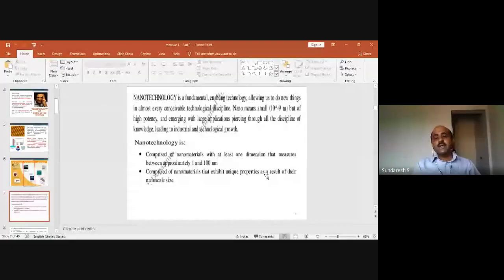What is nanotechnology comprised of? Basically, this technology is comprised of nanomaterials with at least one dimension that measures between approximately 1 and 100 nanometers. Till now, we have talked about what nanotechnology is, its history, and its definition. Now let us move on to what nanotechnology is comprised of. The most important thing is that nanotechnology is comprised of nanomaterials, which are supposed to have dimensions between approximately 1 and 100 nanometers.